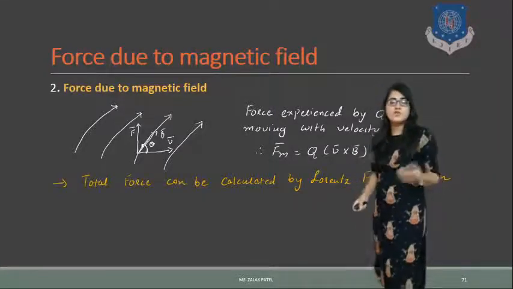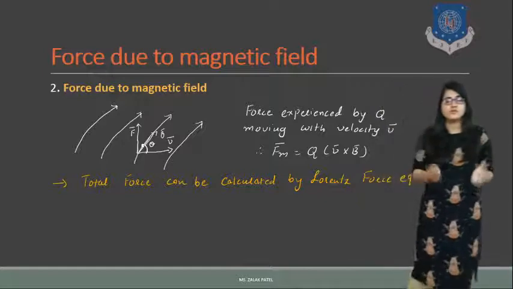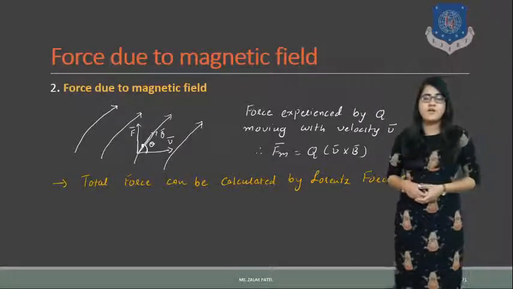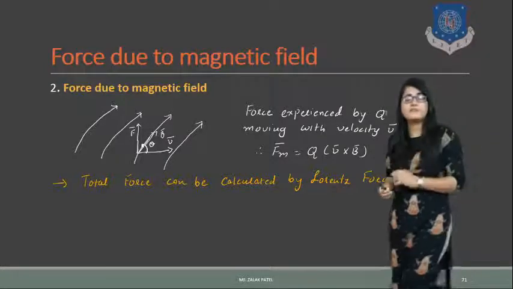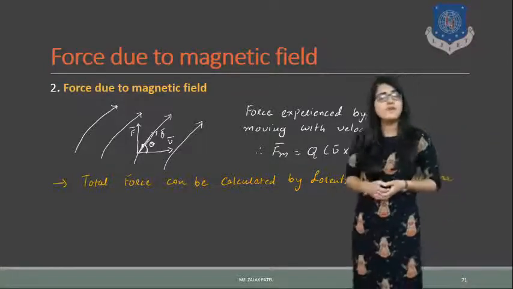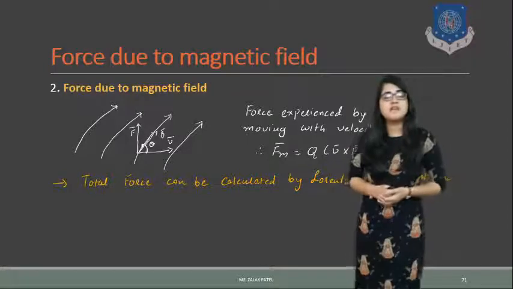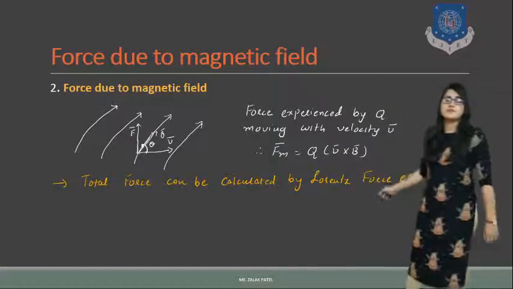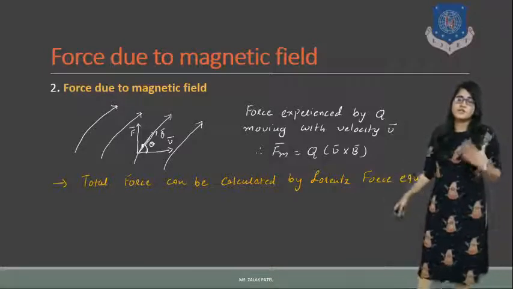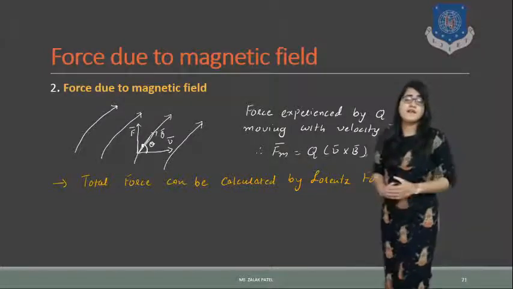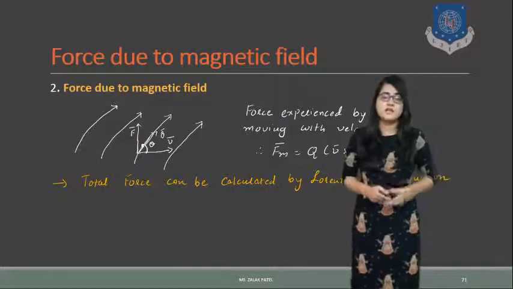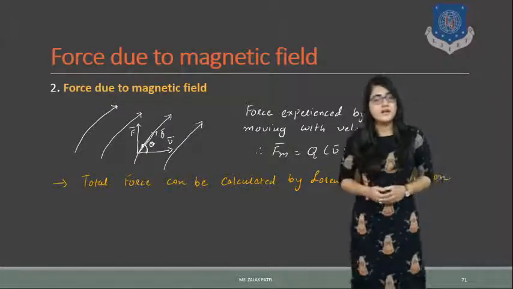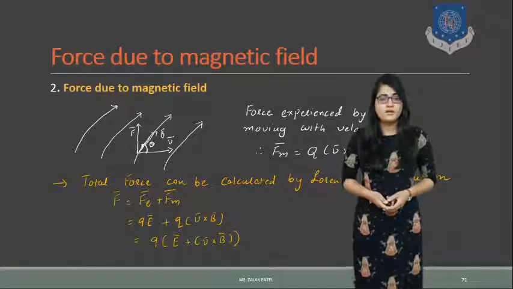Now the total force is due to both the electric as well as the magnetic field. So it is Fe plus Fm, that is QE plus QV cross B. So the total force can be calculated. This total equation of force is called the Lorentz force equation. This theory can also be asked as "explain the Lorentz force equation", so you have to explain both the electric and the magnetic field.